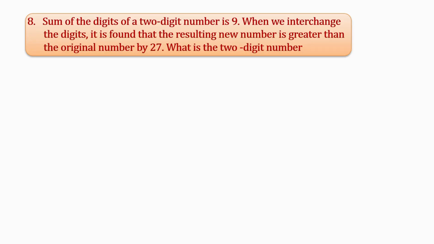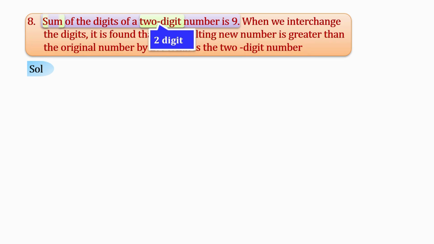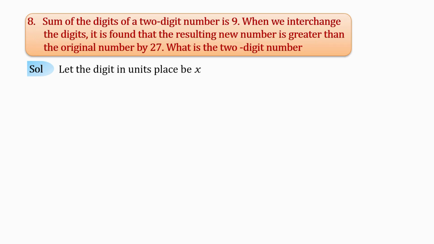Now another problem. The sum of the digits of a two-digit number is 9. When we interchange the digits, it is found that the resulting new number is greater than the original number by 27. What is the two-digit number? The same thing we need to apply over here that we did in the last problem, two-digit number. So sum of digits means tens place digit plus unit place digit gives you 9.